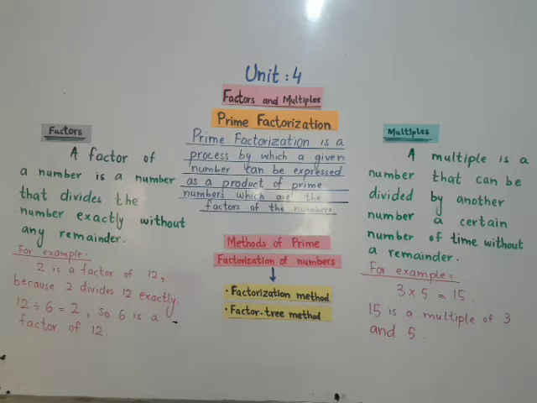And what are multiples? A multiple is a number that can be divided by another number a certain number of times without a remainder. For example, 3 multiplied by 5 is equal to 15. So, 15 is a multiple of 3 and 5.